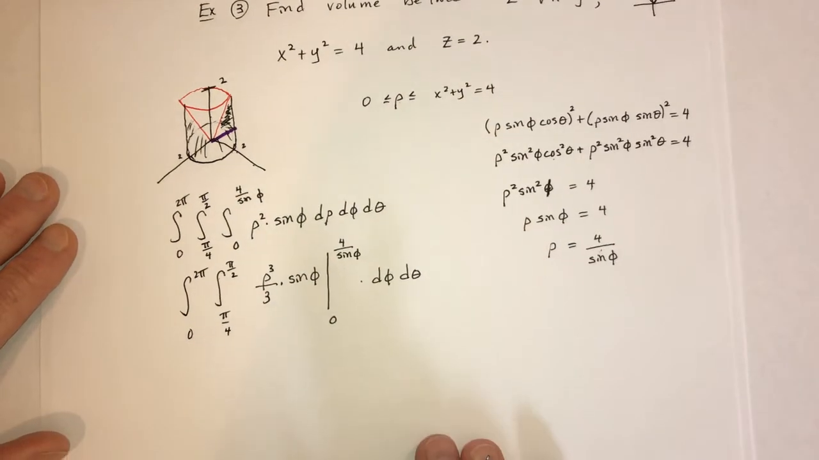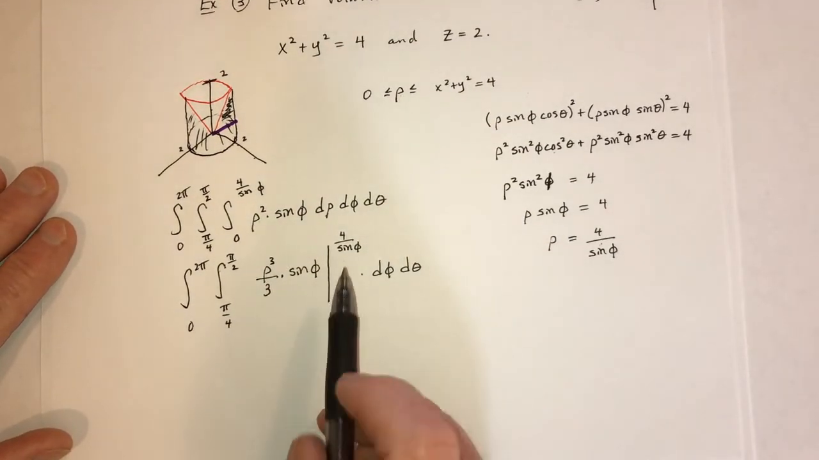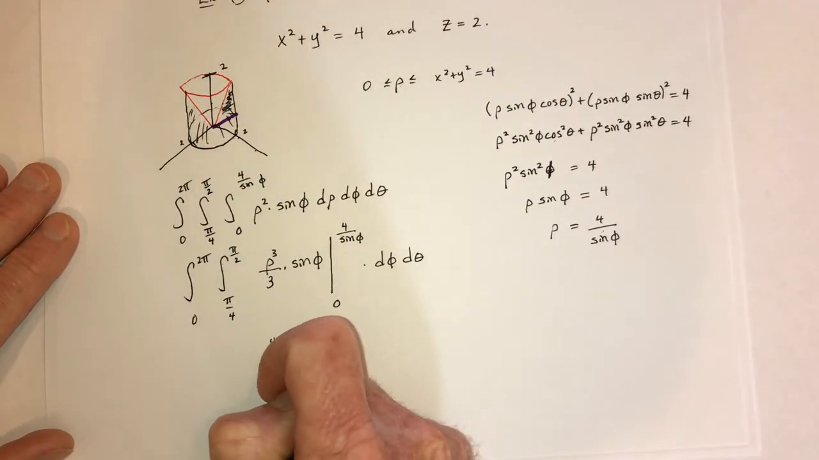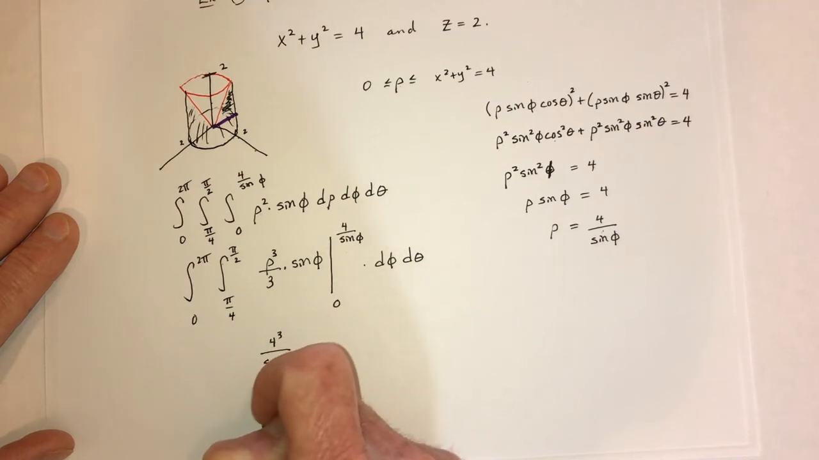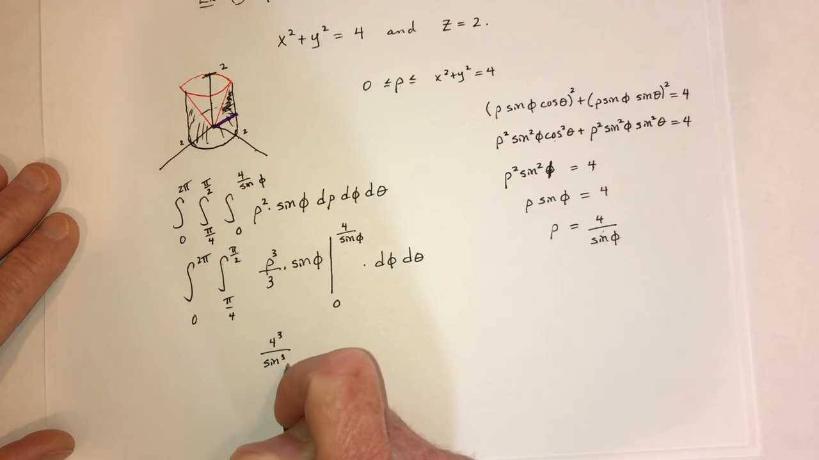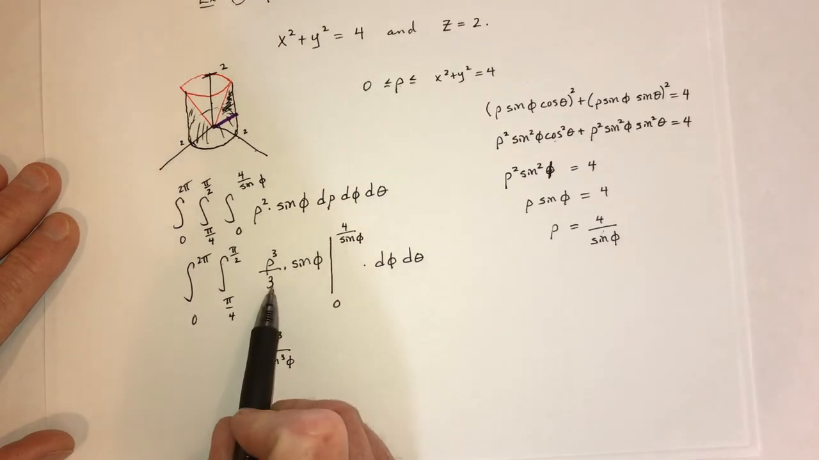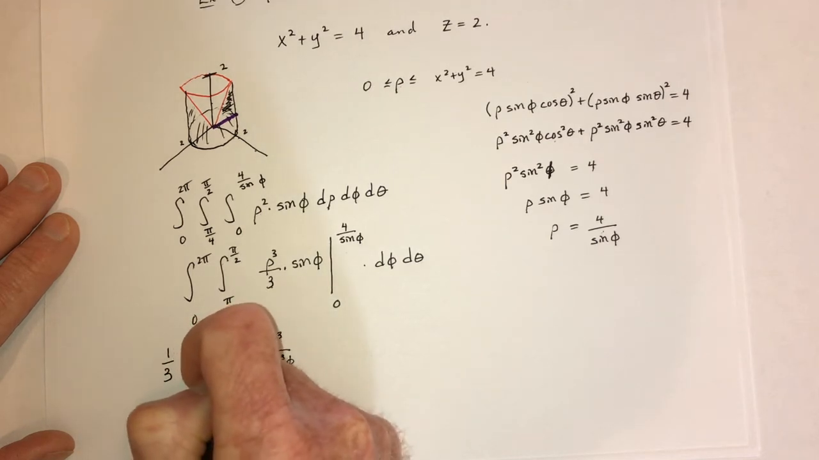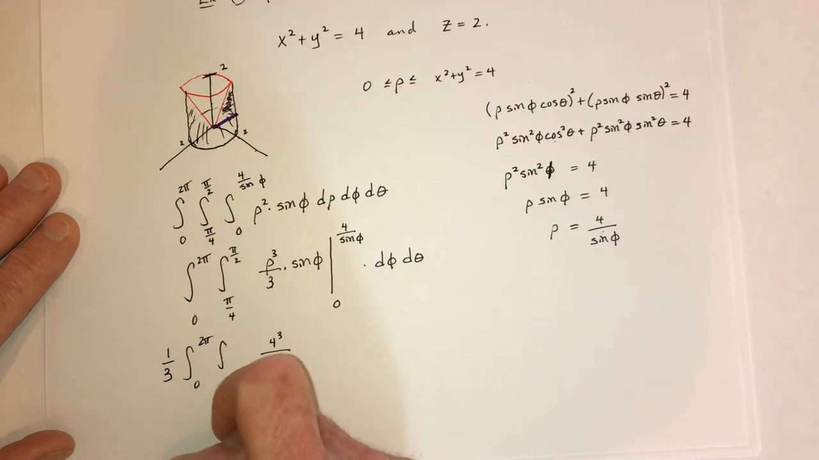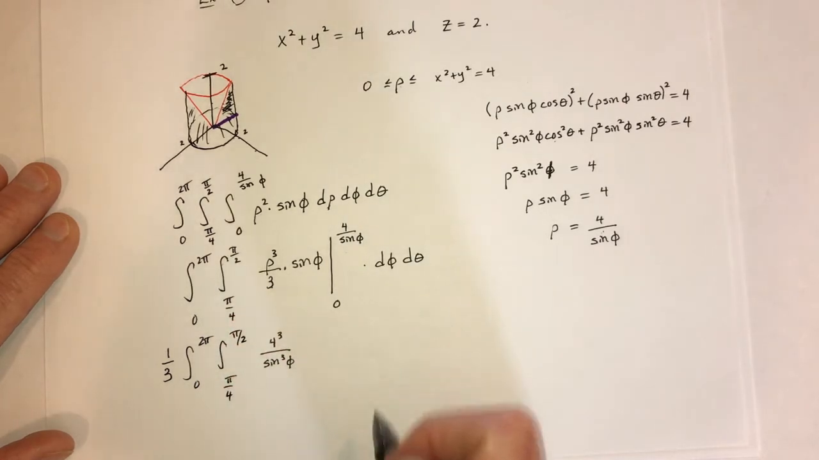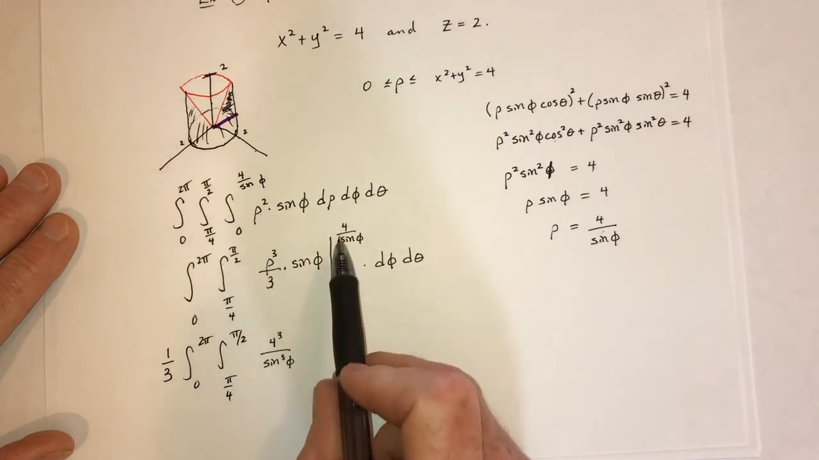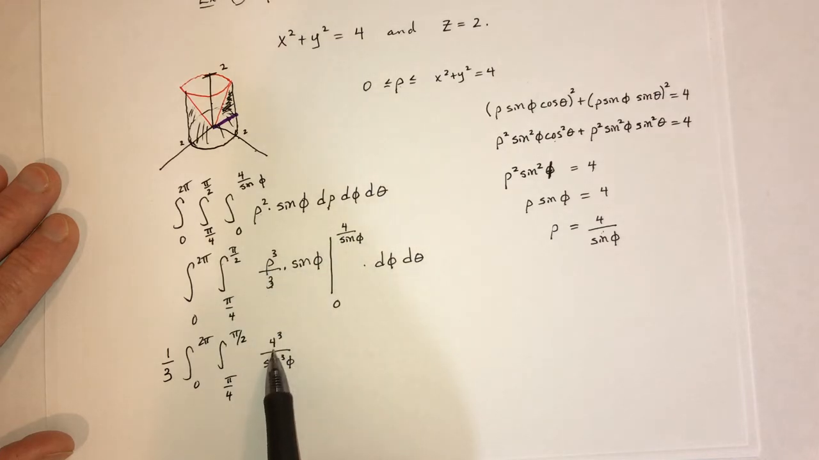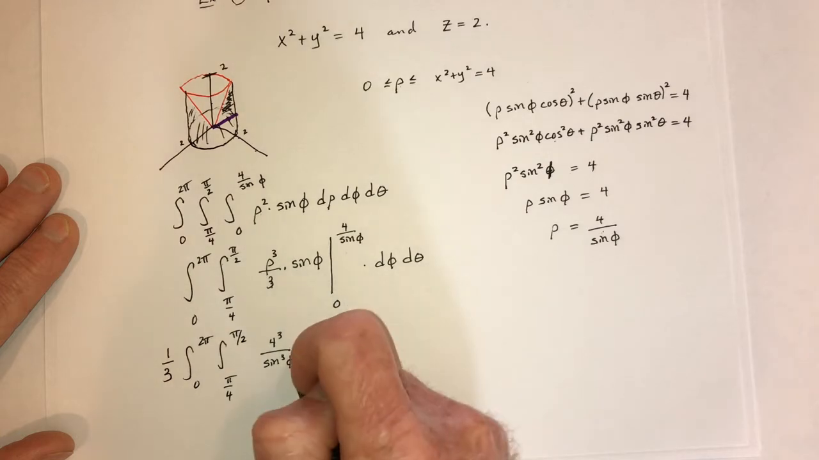Just recopy those limits of integration. So first of all, we need to cube this. So that's going to be 4 cubed over sine cubed. And this 1/3 right there, I'm just going to factor that out. Okay, so I factored out the 1/3. I substituted this and it got cubed, and then it's still times another sine phi.